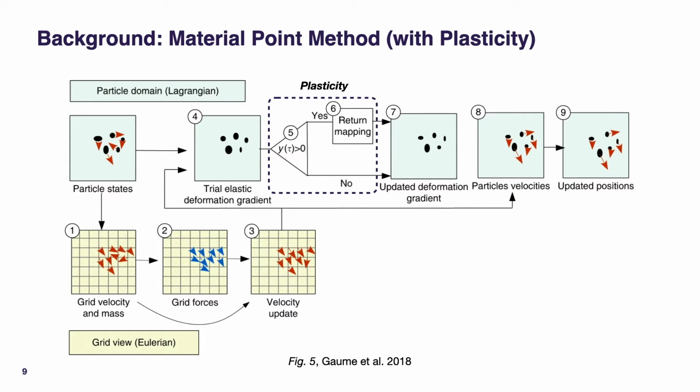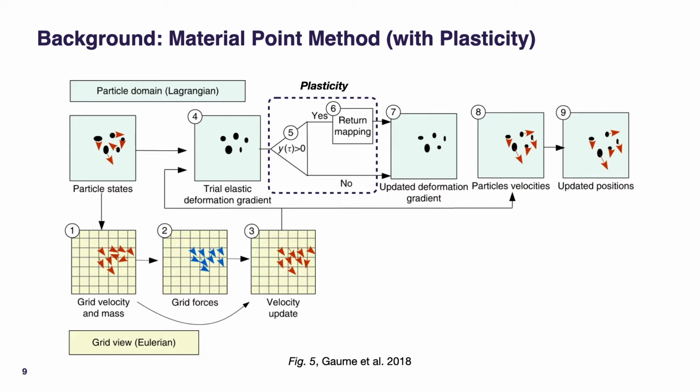MPM uses the particles to keep track of data like velocity and position, while the grid nodes are used as a scratchpad for force computations. The core loop of MPM entails transferring data from the particle view to the grid view, and then using the grid to perform force computations and update velocities. Then, the updated velocities are transferred back to the particles and used to advect particle positions, and then this loop repeats. So let's take a look at this data flow taken from Gomez et al.